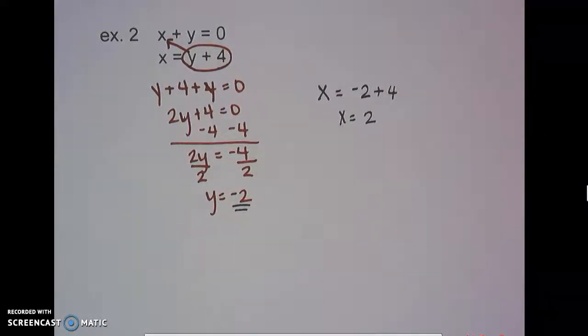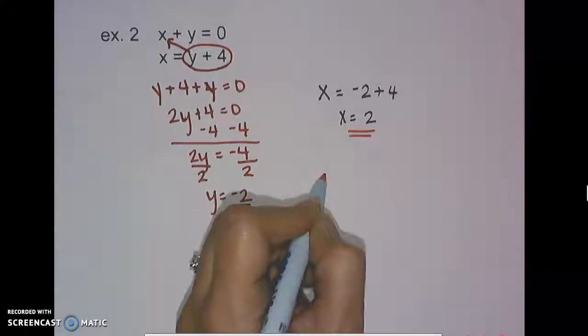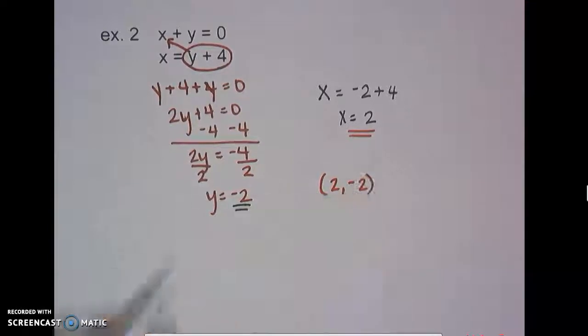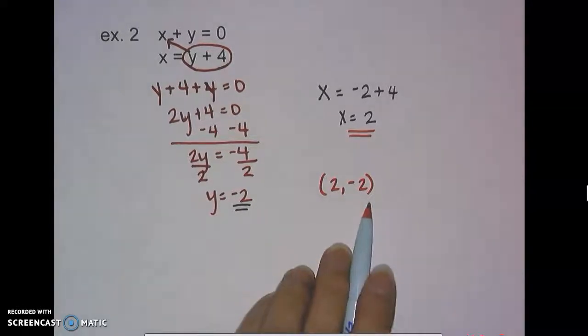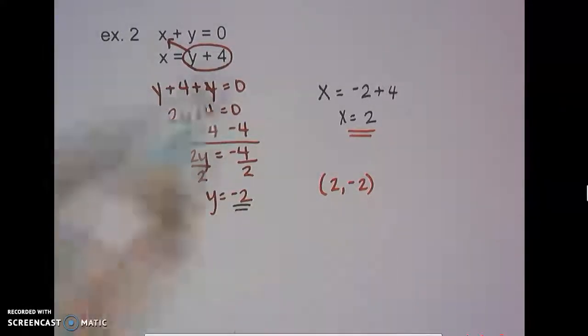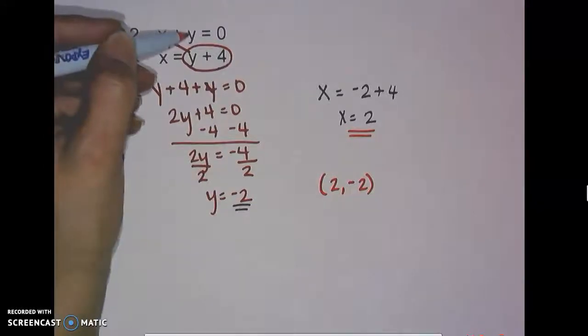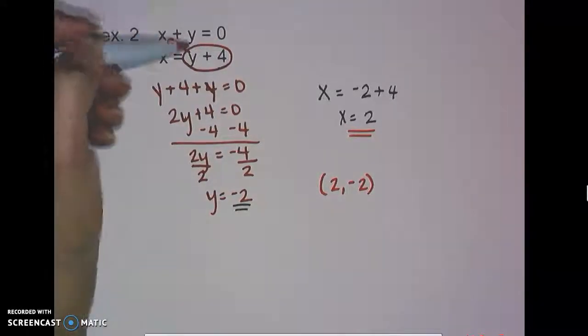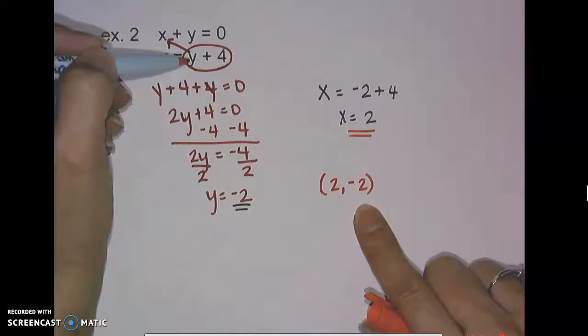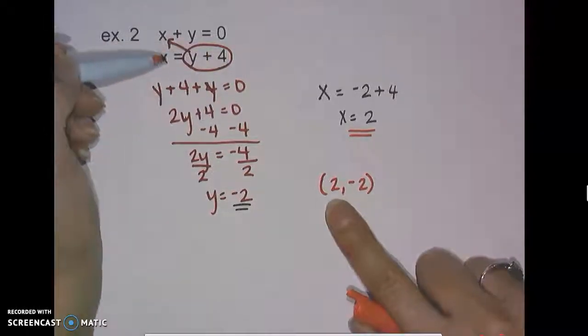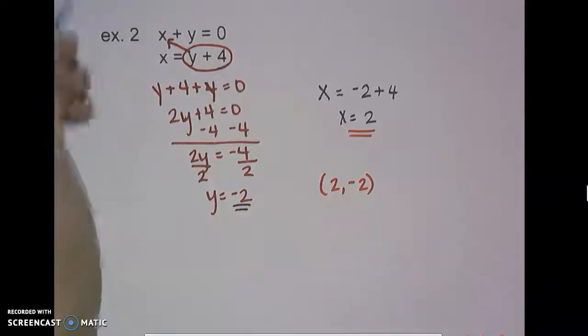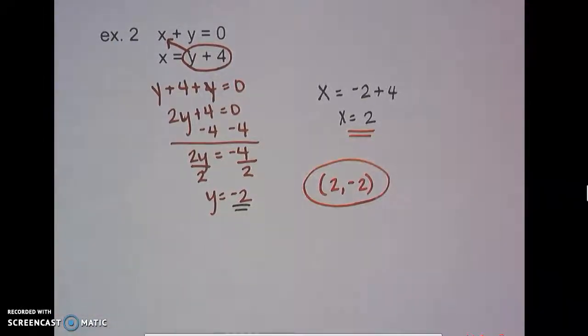And so then we're going to write that as an ordered pair. X comes first, y comes second. That's going to be the tricky part about this: it doesn't matter which one you solve for first, we need to write it as x comma y. And you can check this in both equations. 2 plus -2 is 0, so it checks there. -2 is my y, plus 4 gives me a 2 for my x, which is what it's supposed to be. So 2, -2 is our solution.